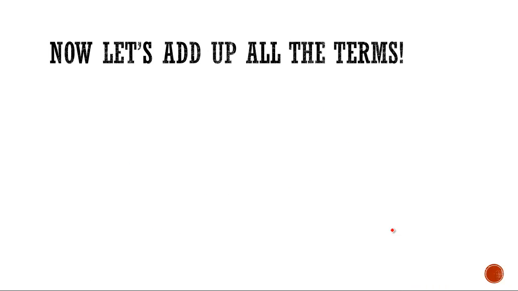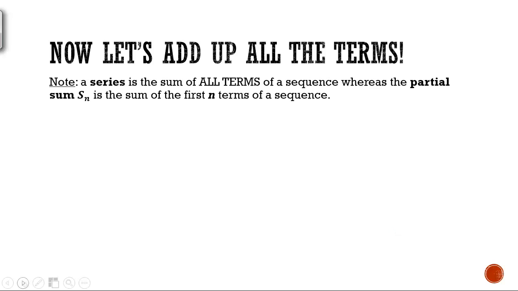Now, let's add up all the terms. Why not? That's called a series. A series is the sum of all the terms of the sequence. You can also have a partial sum, and the partial sum is the sum of the first n terms of the sequence. Series are essentially referring to the fact that you're adding up the terms.